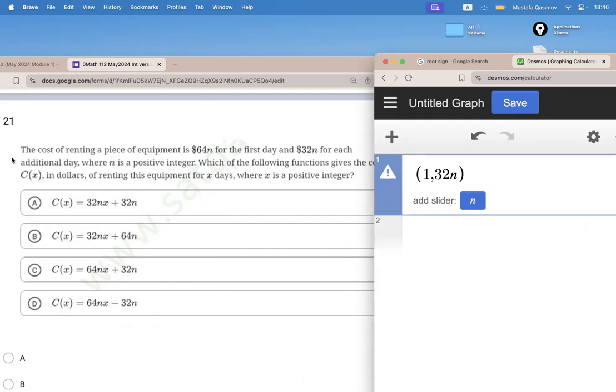Let's check it. So let's write 1 instead of every x. For the first one, we will get 64N. For the second one, we will get 96N and 32N. Okay, here only this one is correct. This one is equal to 64, so answer is A. Any question? Okay, let's continue.